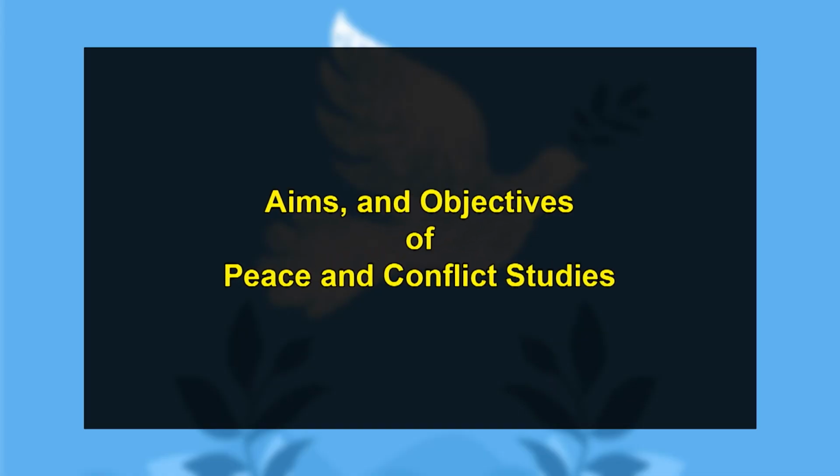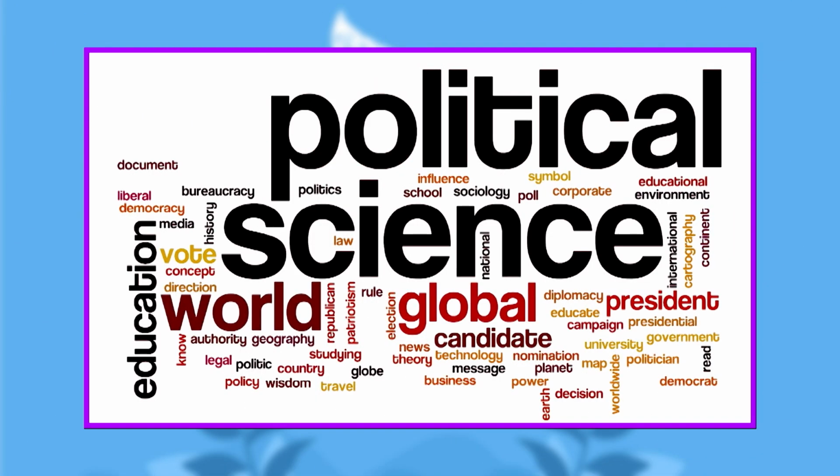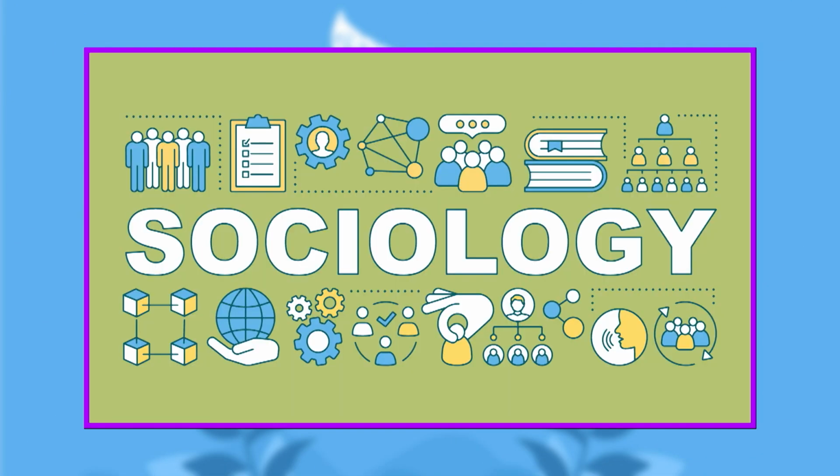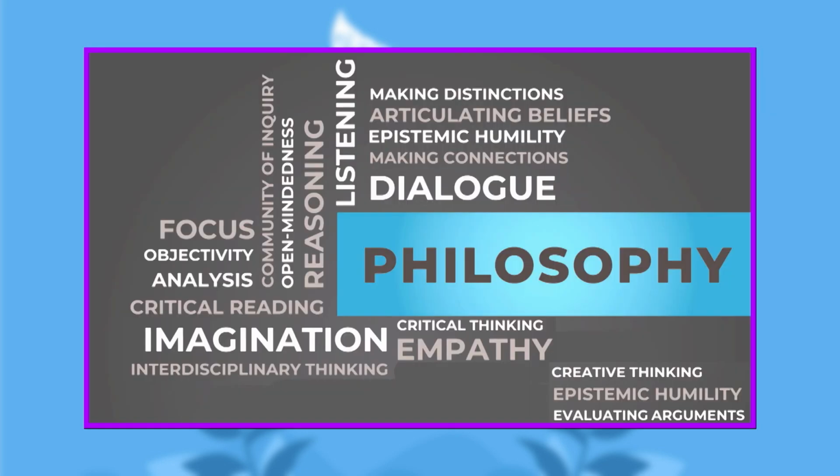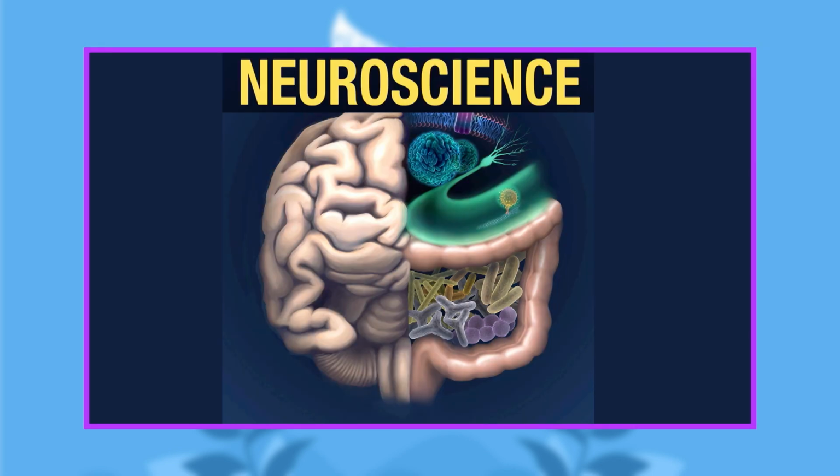to resolve conflicts peacefully. Dear students, the aims and objectives of peace and conflict studies can be discussed as follows. Peace and conflict studies is multi or transdisciplinary, incorporating important theories and research findings from anthropology, political science, sociology, international relations, biology, zoology, ethics and philosophy, history, and aspects of contemporary neuroscience.